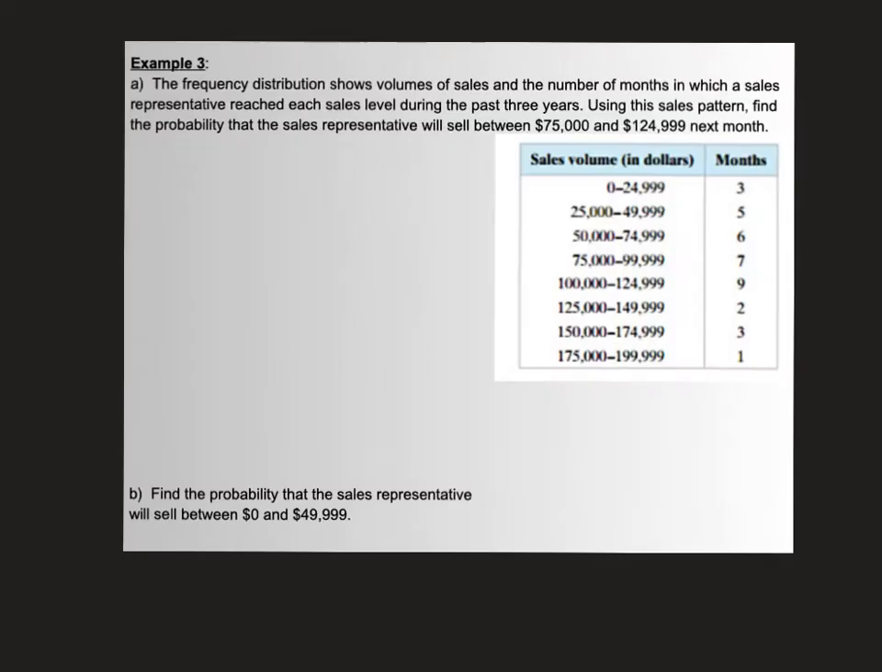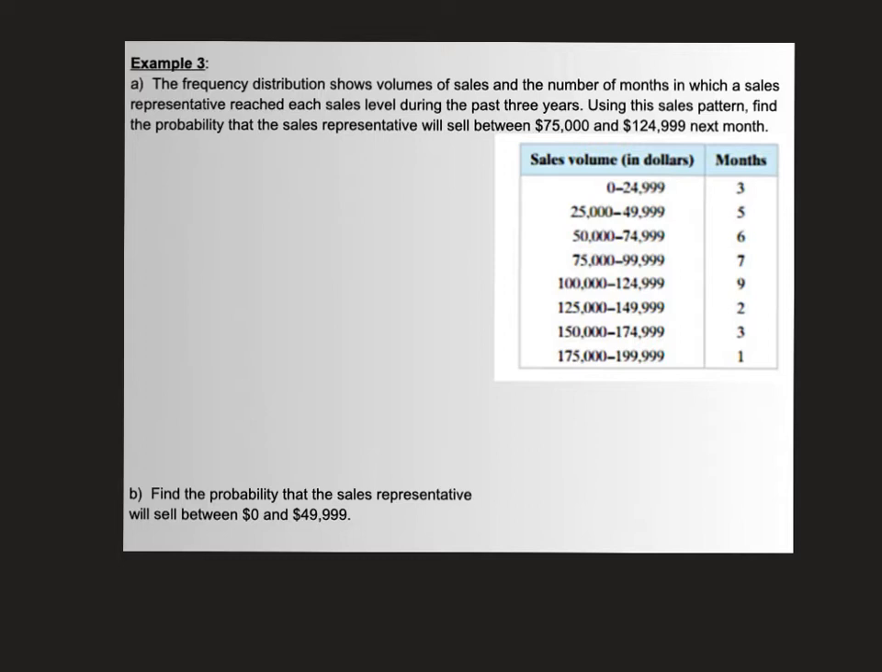All right, so the frequency distribution shows volumes of sales and the number of months in which a sales representative reached each sales level during the past 3 years. So we've got 3 years going for this table. Using this sales pattern, find the probability that the sales representative will sell between 75,000 and 124,999. There we go. I was saying that wrong. Sorry. So here's the deal.